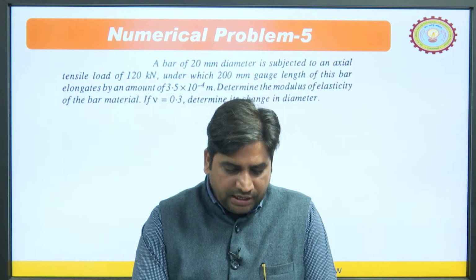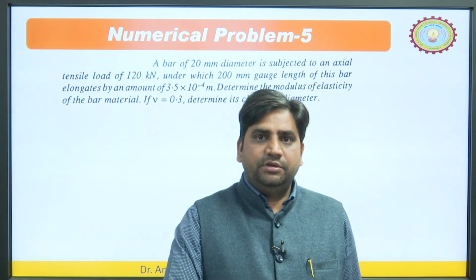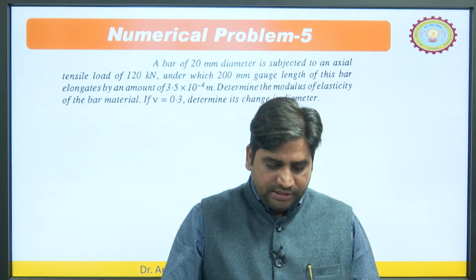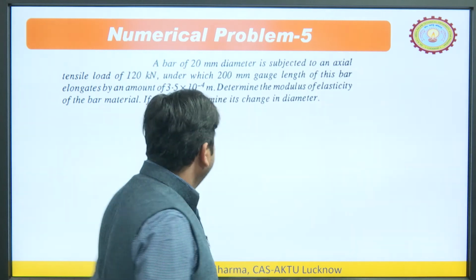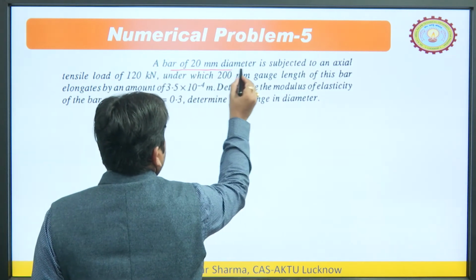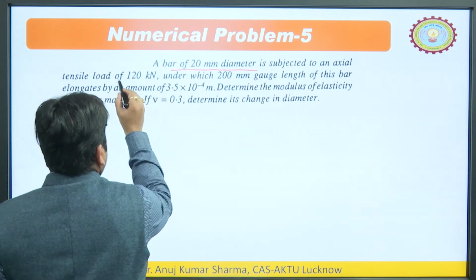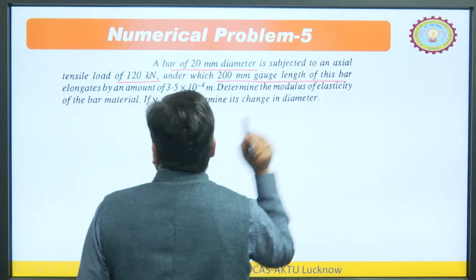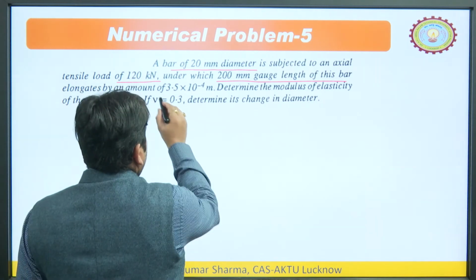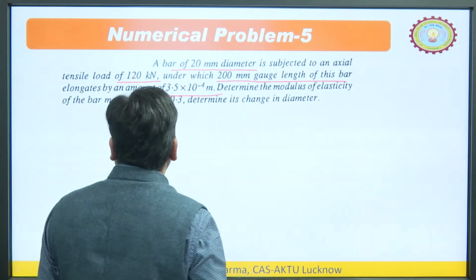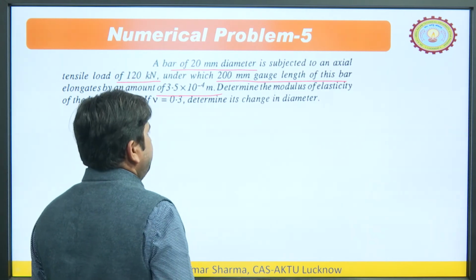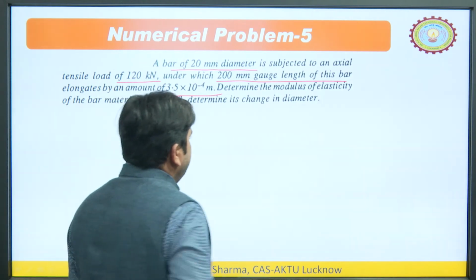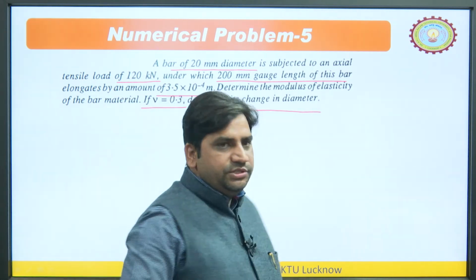Now, this is the last numerical of this lecture. A bar of 20 mm diameter is subjected to an axial tensile load of 120 kilonewton, and a 200 millimeter gauge length is given. It elongates by an amount delta L, which is given. So, determine the modulus of elasticity of the bar material. So, E we have to calculate. It is a very simple formula-based numerical. Poisson's ratio, mu, is given. So, it also asks to calculate the change in the diameter.